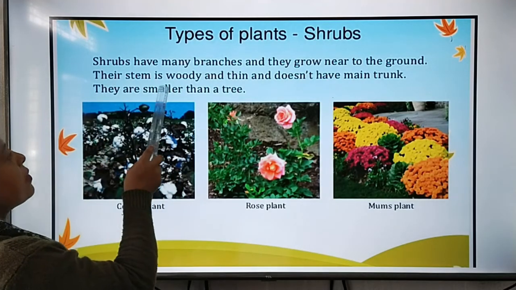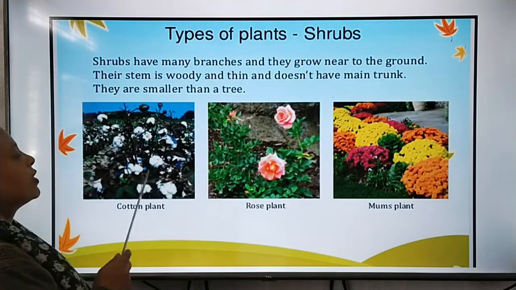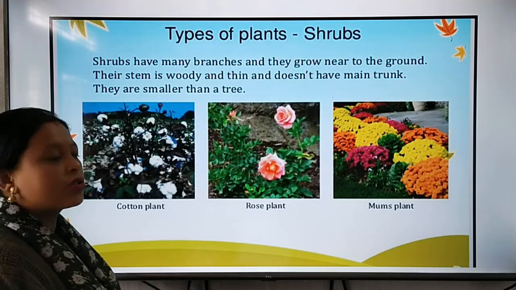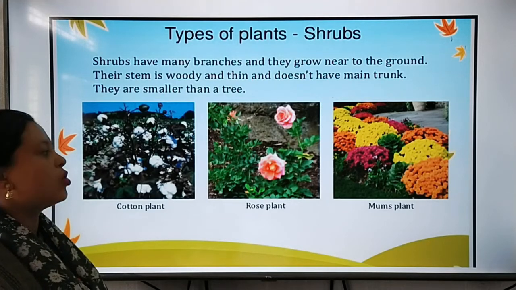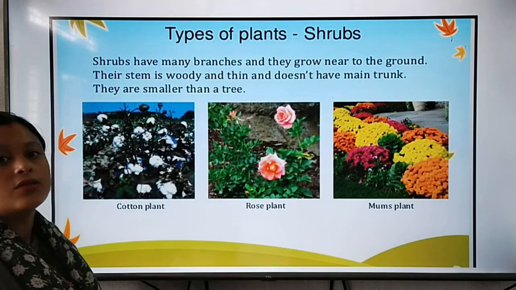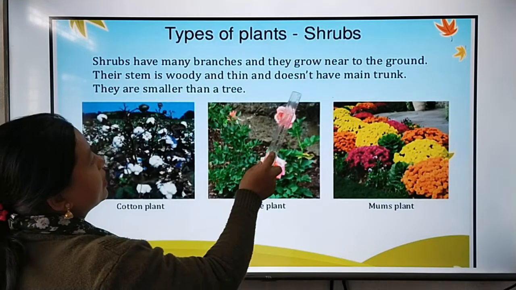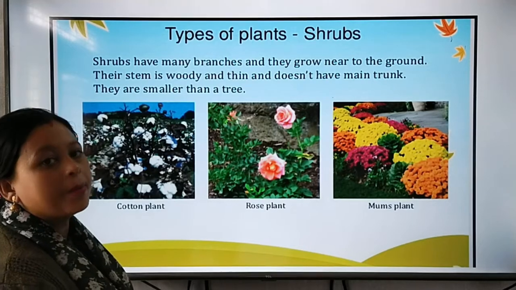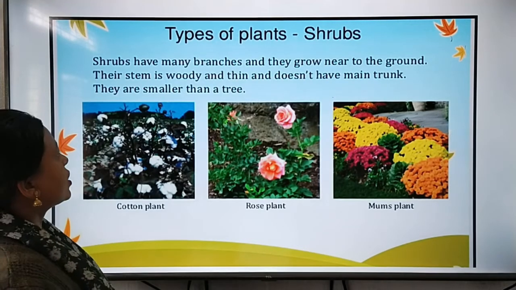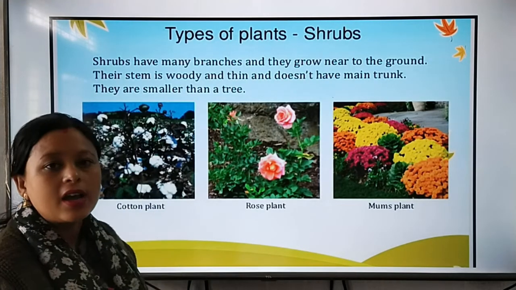So, their stem is woody and thin. Shrubs have many woody stems, but they are not as strong as a tree, understood? And they don't have a main trunk. So shrubs don't have a main trunk like a tree. They are smaller than a tree.